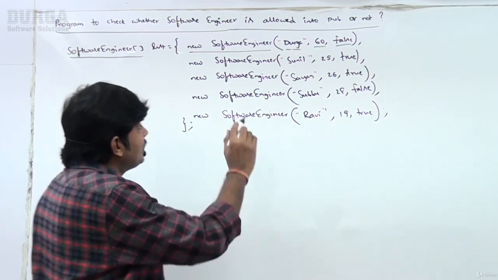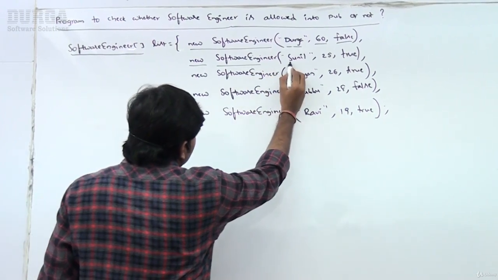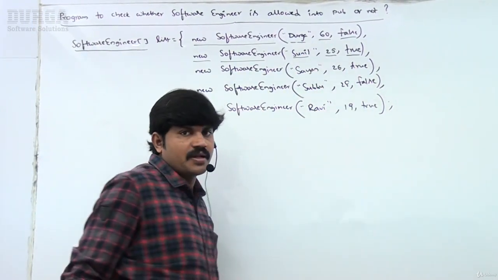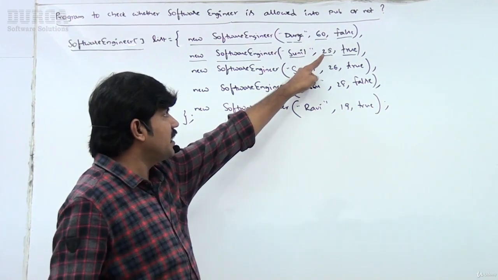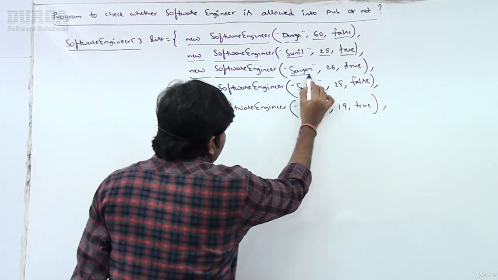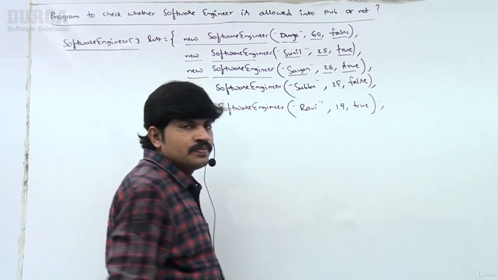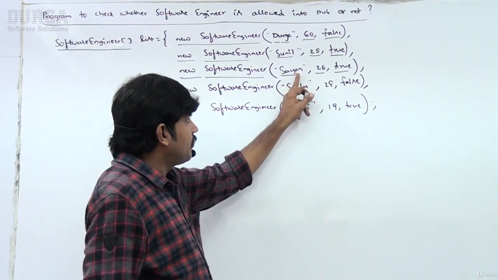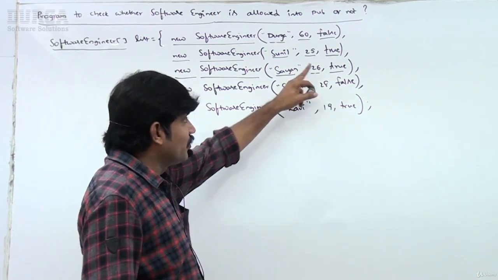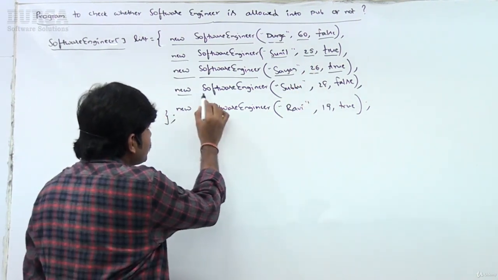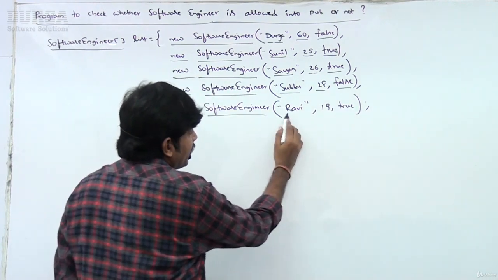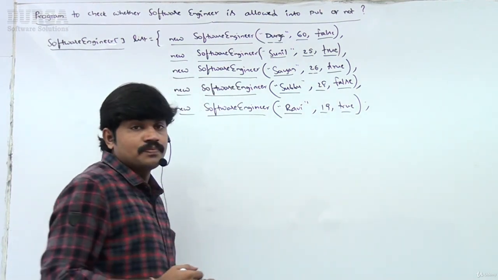Okay, assume. Second one, new Sunil, 25, true. Are you getting? 25, true. Is age 25 having a girlfriend. Next, new SoftwareEngineer Sayan, 26, true. Next, Sayan Banerjee, 26, true. All these people are my online students. Like new SoftwareEngineer Subbu, 28, false. New SoftwareEngineer Ravi, 19, true. Are you getting?